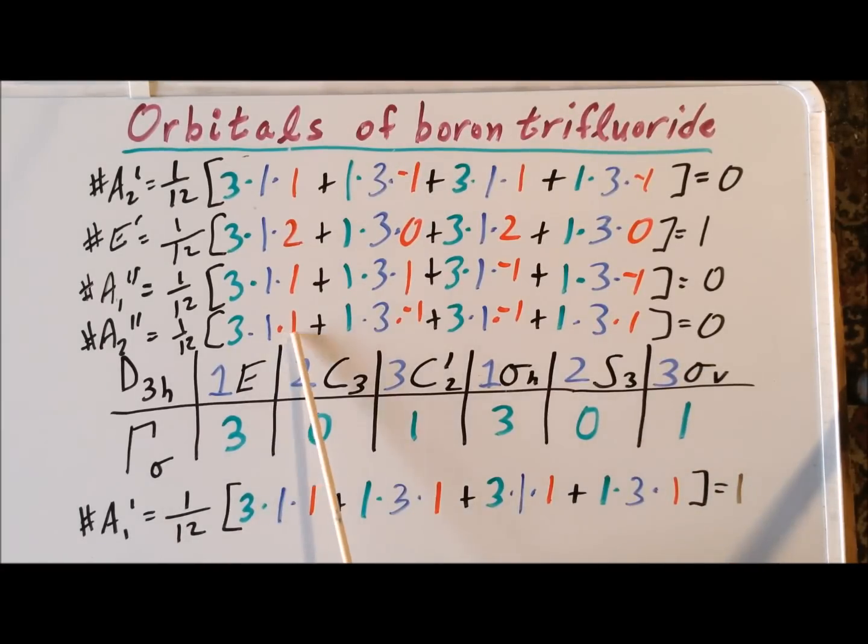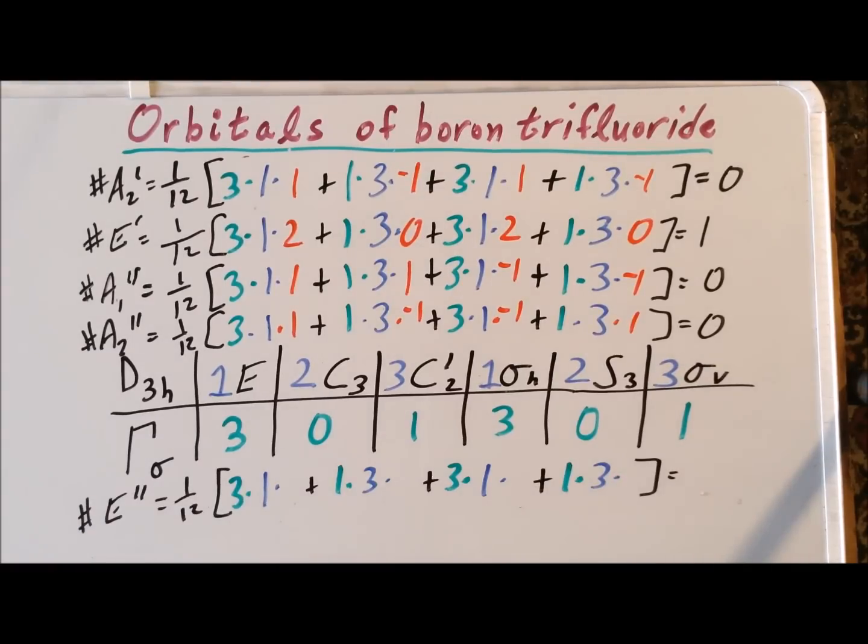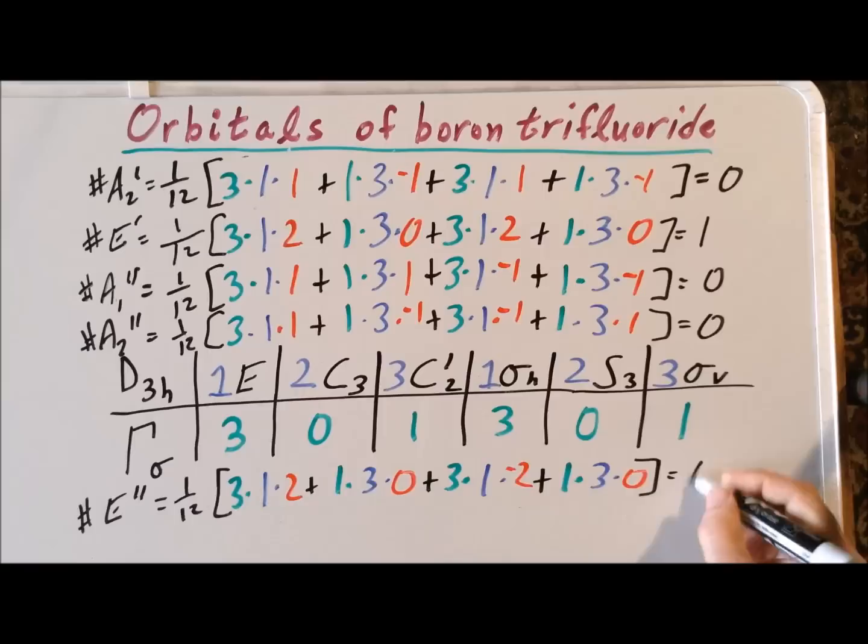Again, we get the characters from the appropriate row in the character table for D3h, looking in the row A2 double prime, which is our irreducible representation that we're looking for. Last but not least, we have the irreducible representation E double prime, and the relevant characters are going to be a 2, a 0, a -2, and a 0, which gives us that there are no E double primes in our reducible representation. So after all this, what have we figured out?